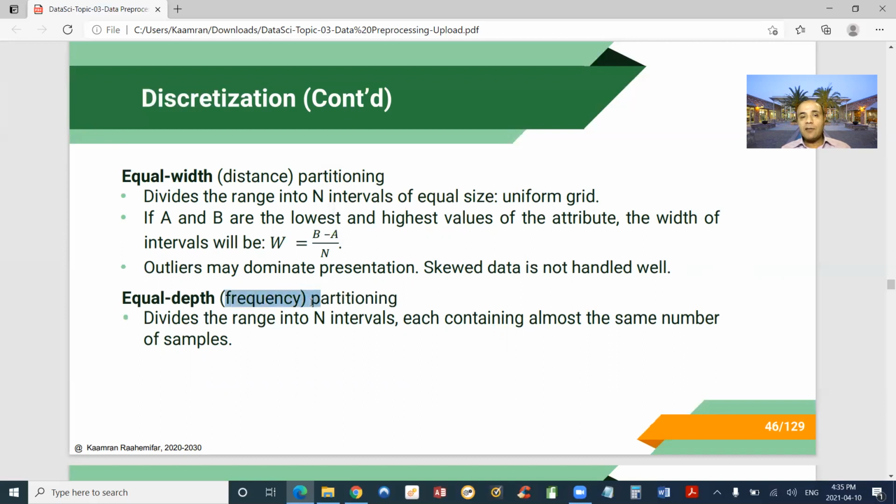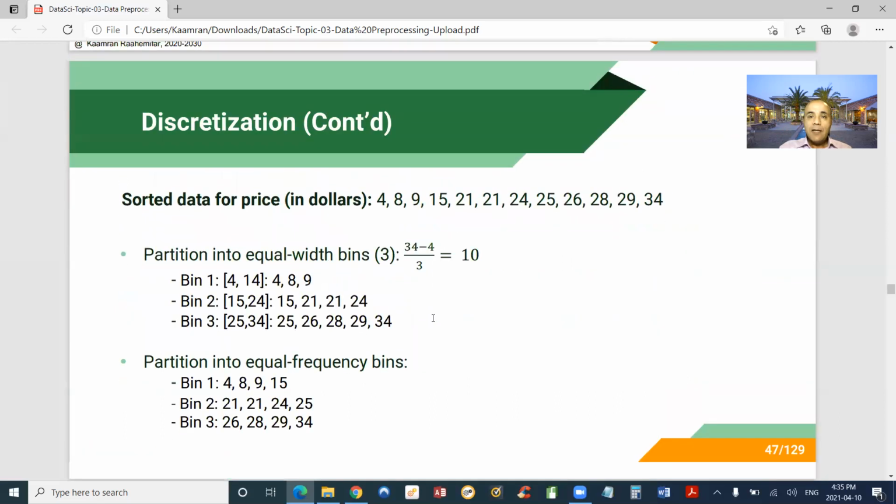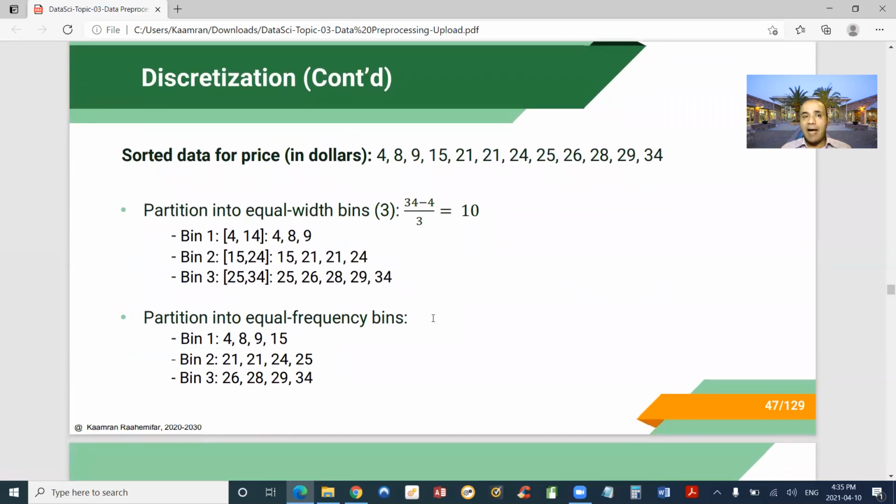Now, frequency on the other hand says, I just want you to tell me how many points you want me to have in each bin. Let's take a look at an example here. This is an example we discussed in previous sessions. I want to partition it into equal bins of 3. So what's the maximum? 34. What's the minimum? 4. So 4 is here and 34 is here. And I want 3 intervals, 3 bins.